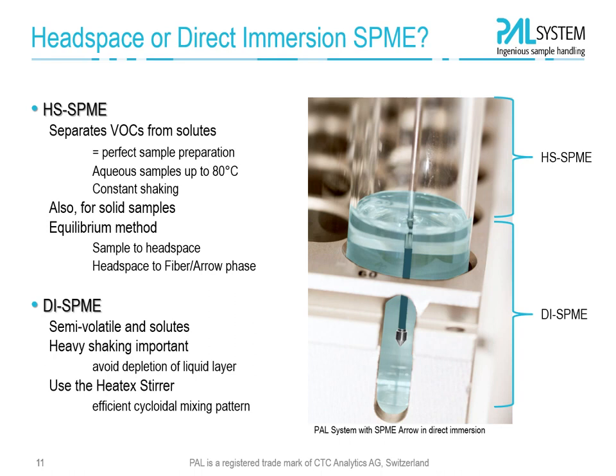For the direct immersion SPME, the phase is immersed directly into the aqueous sample. We see it here on the right side. This collects the semi-volatiles and the solutes from the sample. Heavy shaking is important here to avoid the depletion of the liquid layer around the arrow sorbent material. This uses the heat exchanger.